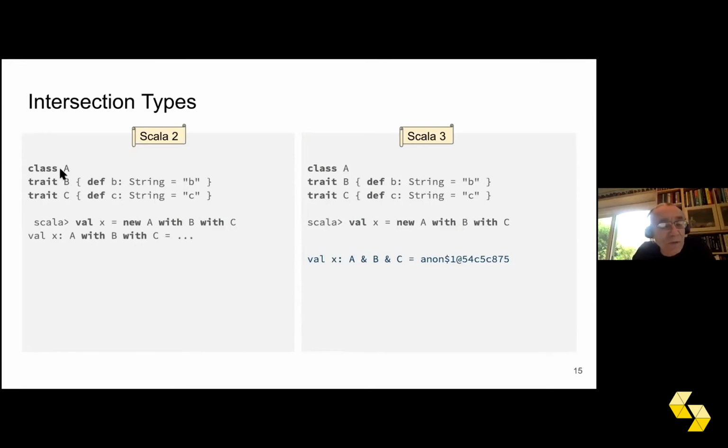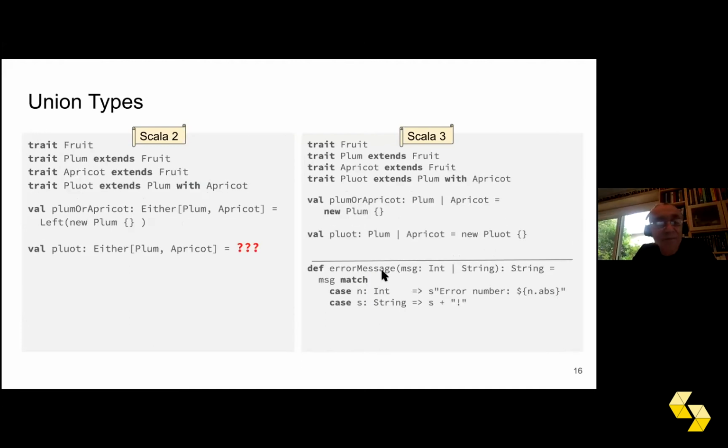Like if we have class A and a couple of traits B and C, and we create an instance X of type A with B with C, so it will be A with B with C. It's like a product actually, but it's called intersection in GADT in Scala 3. So in Scala 3, it's denoted like this: A and B and C. In a sense, it's just a notation, but probably it gives us more opportunities to do something. But that's how it looks in Scala 3.